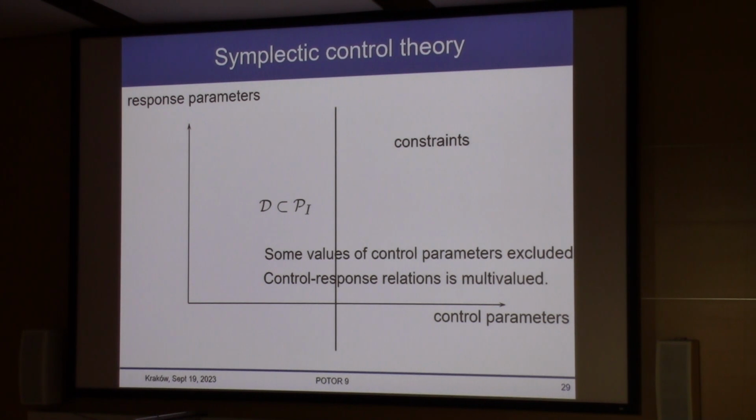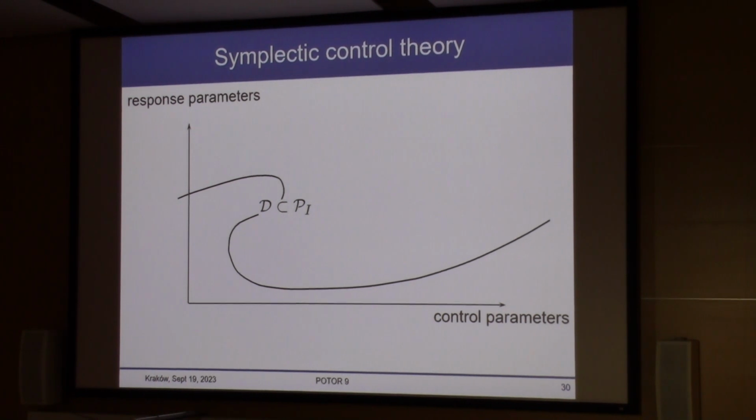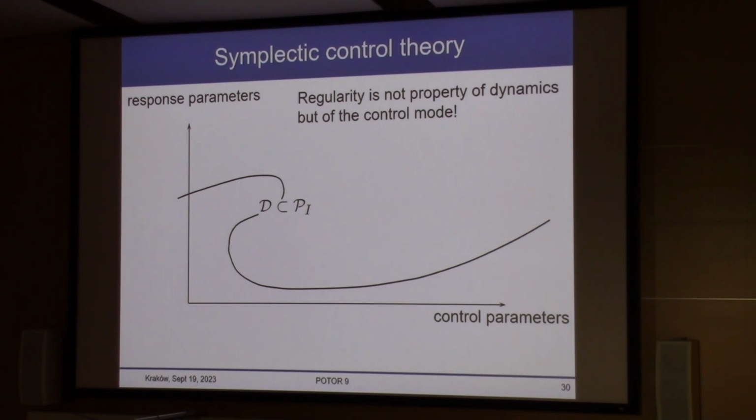then the difference between that and that is not especially big. This is vertical, this is not vertical, but they are just submanifolds. Everything is good. And the conclusion is that regularity of the description, for example, Lagrangian or Hamiltonian, is not an intrinsic property of dynamics, but of the control model.